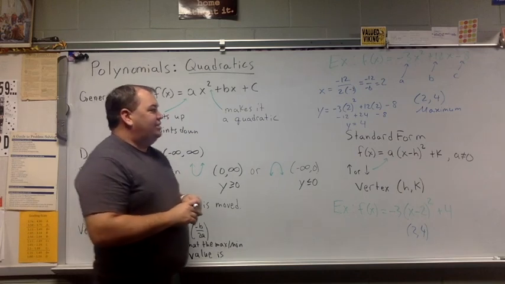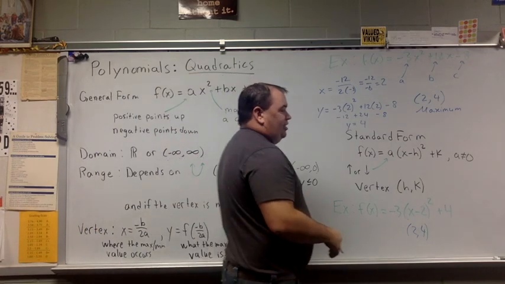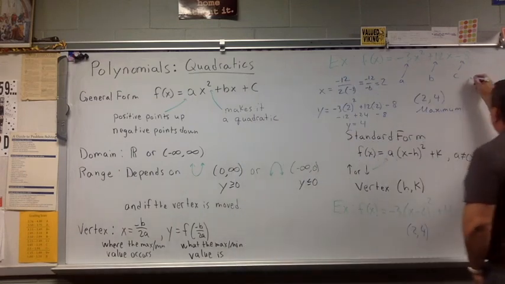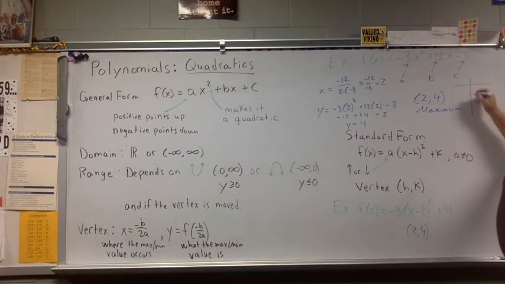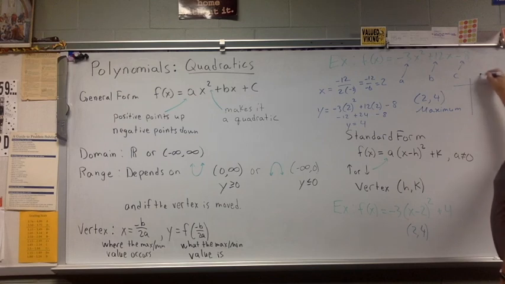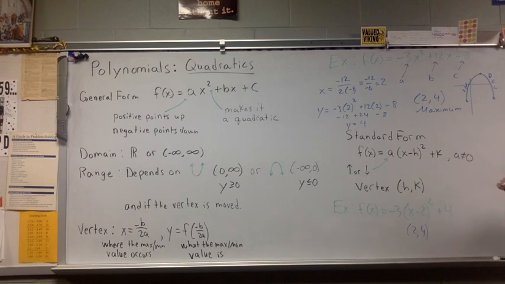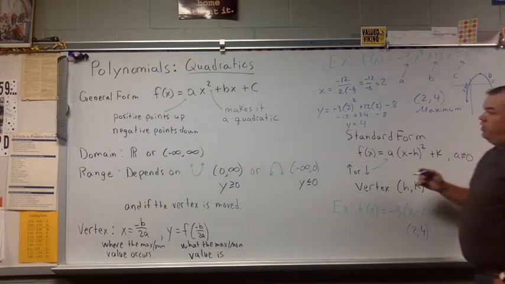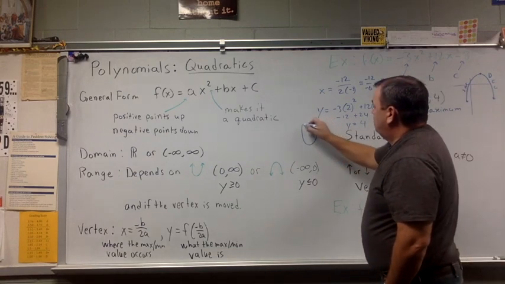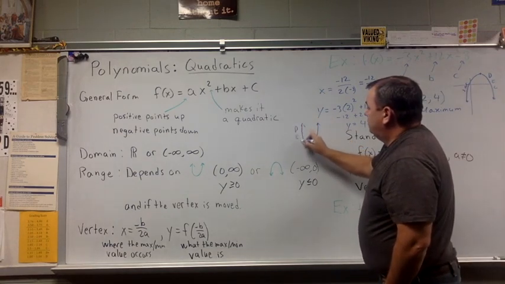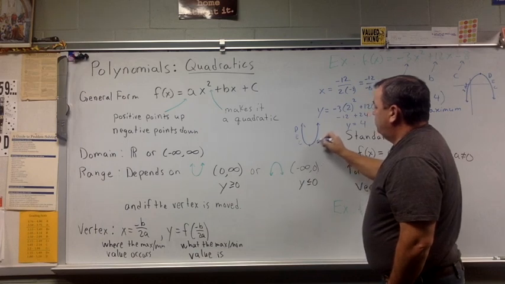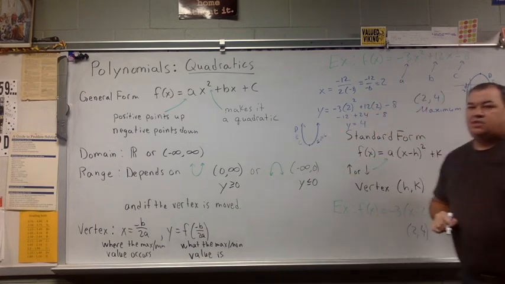The other thing you may see is you may see them asking about increasing or decreasing. So if I do a quick sketch of this graph, the maximum is at 2, 4, so it's up here. This graph is increasing until it gets to the maximum. Then it begins to decrease after the maximum. If I had one pointing the other way, it does just the opposite. It decreases until it gets to the minimum, and then it increases after that.